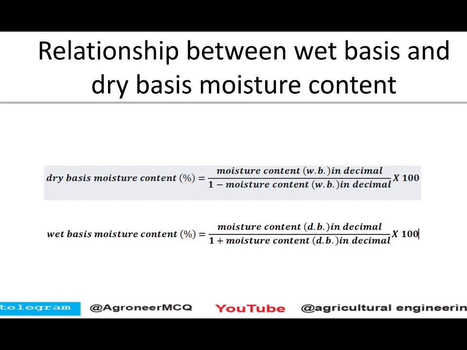So there is a relationship between wet basis moisture content and dry basis moisture content. If we have to find dry basis moisture content from wet basis moisture content, then we use one formula: moisture content in wet basis in decimal divided by 1 minus moisture content in wet basis in decimal, into 100. Wet basis moisture content in percentage is equal to moisture content in dry basis in decimal divided by 1 plus moisture content in dry basis in decimal, into 100.